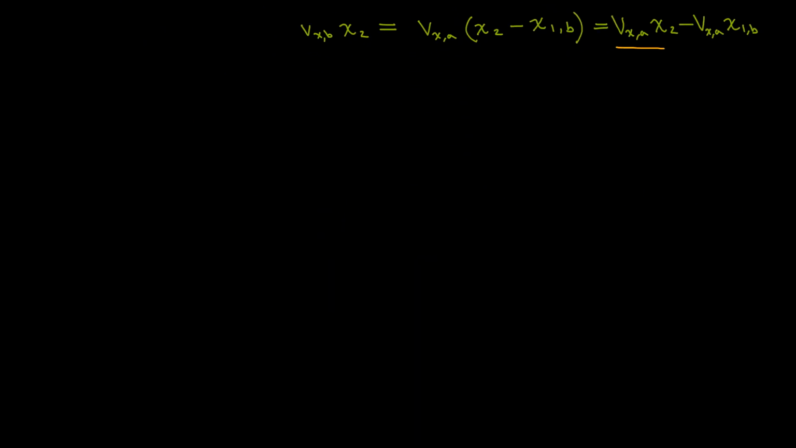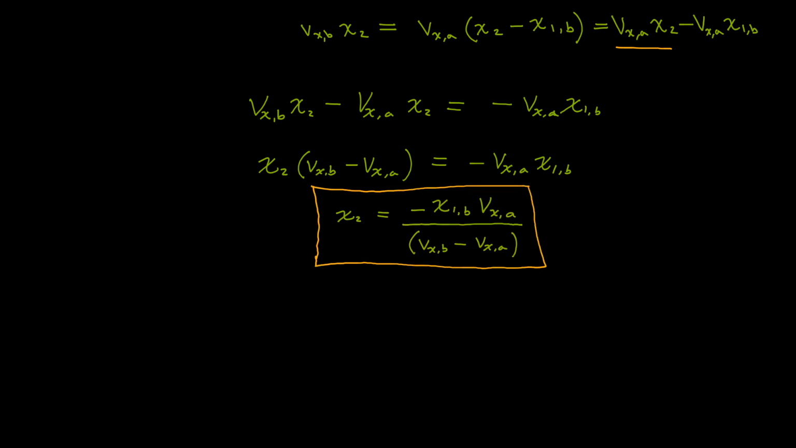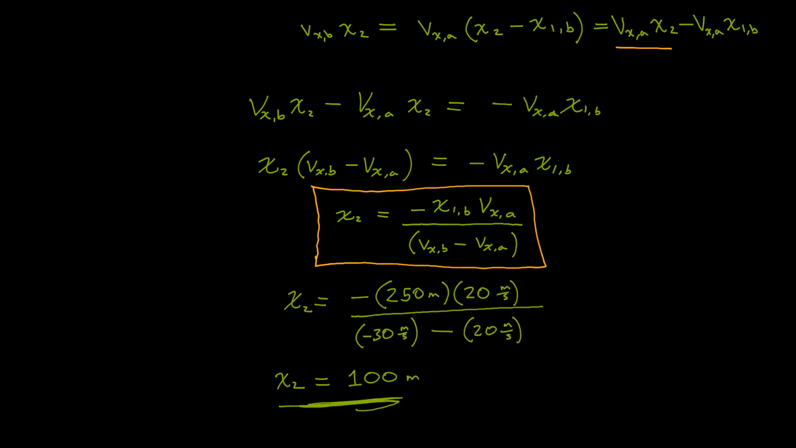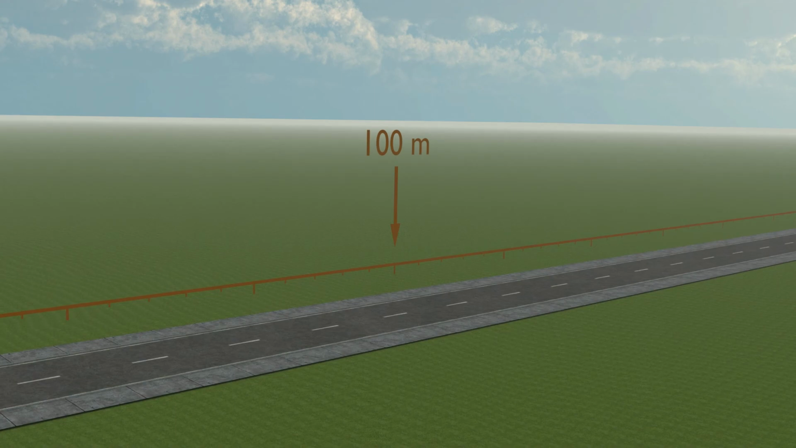I move one of the terms on the right-hand side to the left-hand side. Then I factor out x2. And then finally, I just divide by this factor that's on the left-hand side in order to isolate x2. Last thing, we plug in the values that we have for these variables, and we get to an answer of 100 meters. And we have solved our problem. We said the cars are going to crash at 100 meters. That's right here. So let's take a look and see what happens.